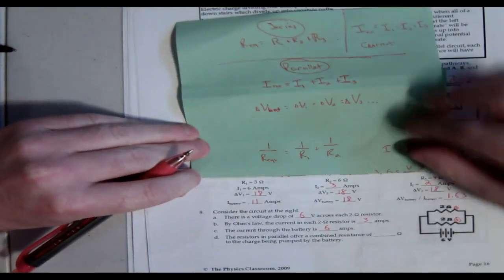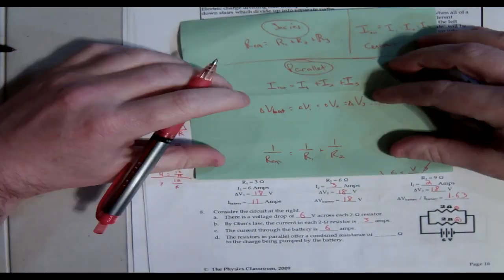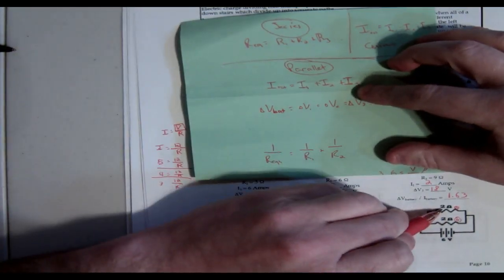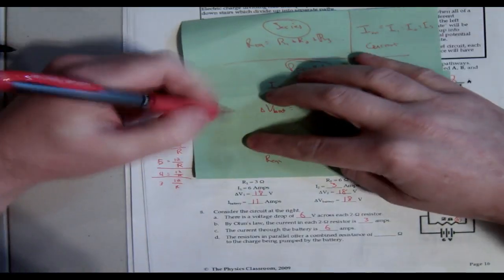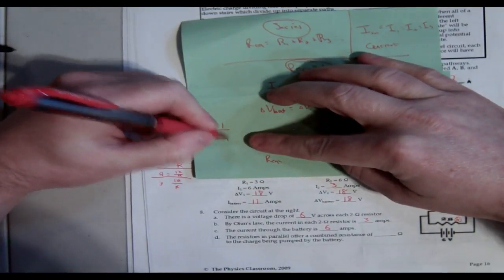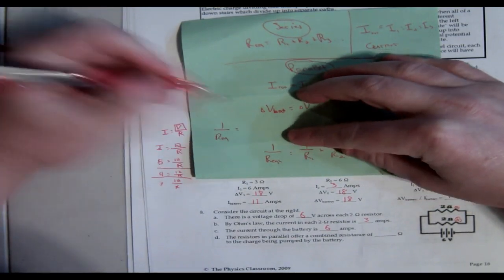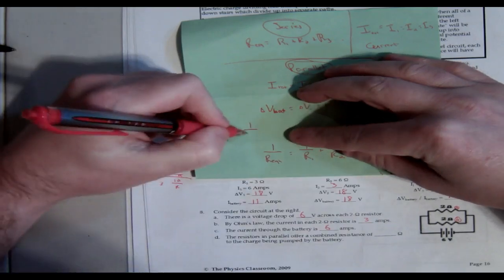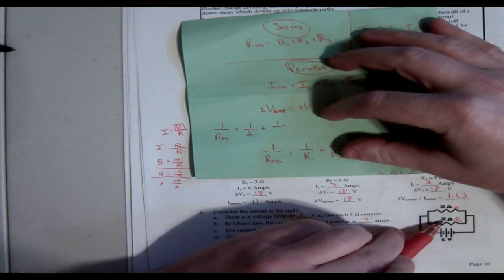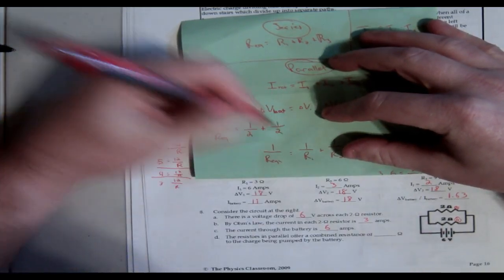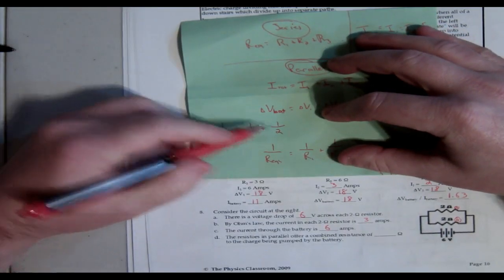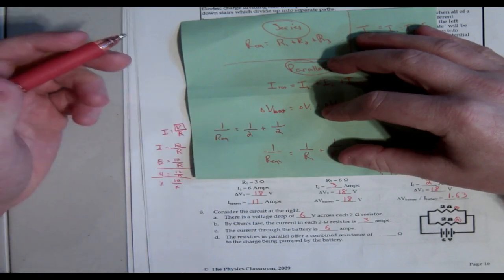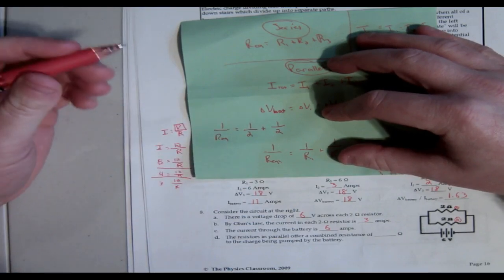There we go. So here's our deal. We have a 2 ohm resistor and a 2 ohm resistor. So our equivalent resistance equals 1 over the first resistor, which is 2, plus 1 over the second resistor, which is 2. So that's 1/2 plus 1/2. We know that's 2 over 2, which is 1, right?